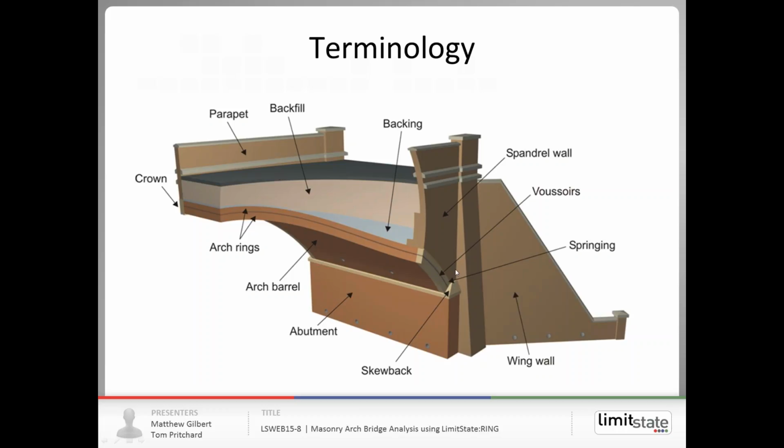And the barrel spans between abutments, and the particular name for the element on top of the abutment is skewback. So various elements which we need to be familiar with when we're reading the literature associated with masonry arch bridges.